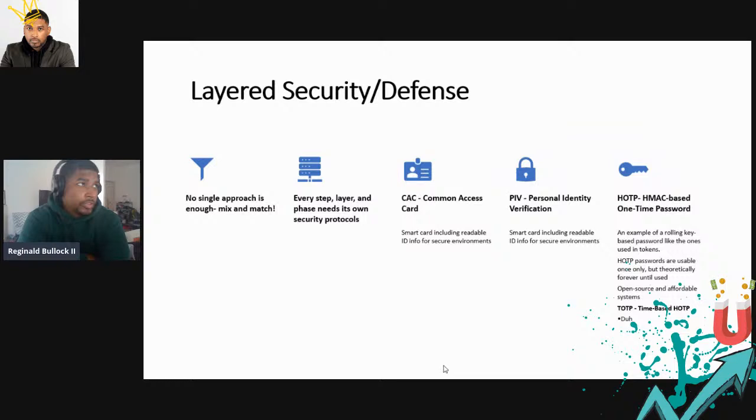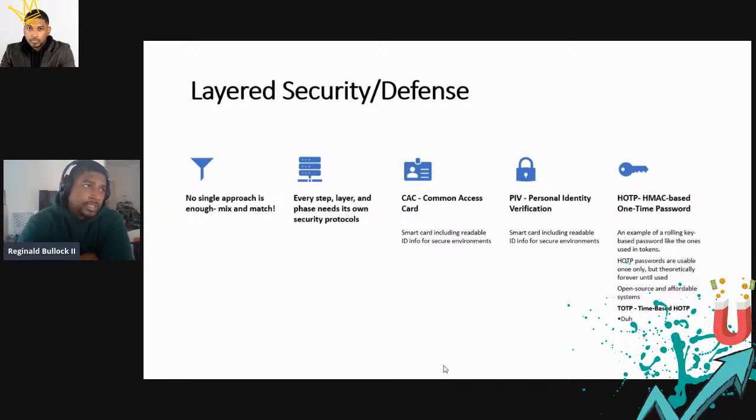Layered security, or defense in depth. You want to have multiple security mechanisms in place to ensure the security of a system or an organization in general. No single approach is enough. If you just have a common access card, but you don't have security guards, etc. Every step, layer, and phase needs its own security protocol. Each of these steps will operate independently, but they will cohesively make up security in depth, or layered security.